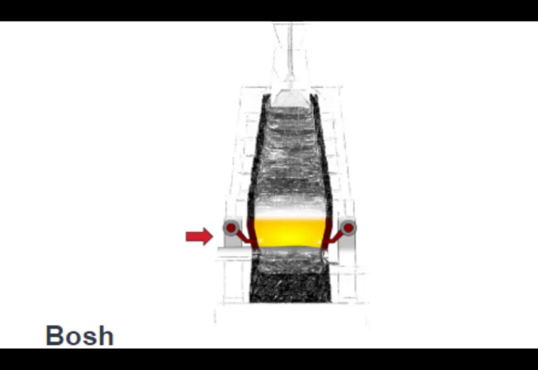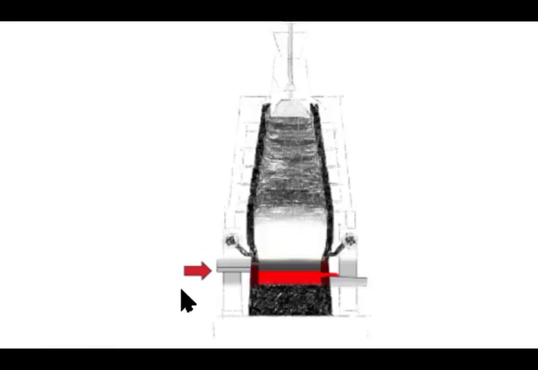And this is the bosh region. The bosh tapers inwards toward its bottom, and it is located immediately under the belly. It is usually lined with high quality fire clay brick, and the temperature is around 1100 degrees centigrade to 1450 degrees centigrade. And the region we are seeing here is the hearth region. The hearth is at the bottom of the furnace, consists of molten iron with a layer of slag on top, and the hearth is lined with heavy fire clay brick and carbon-type refractory brick.